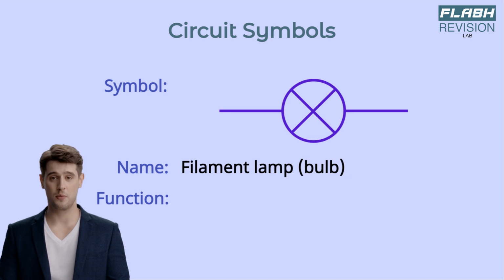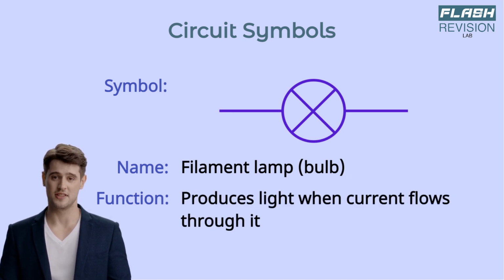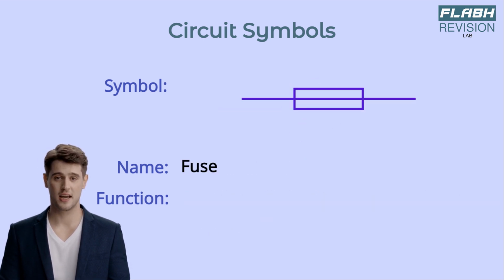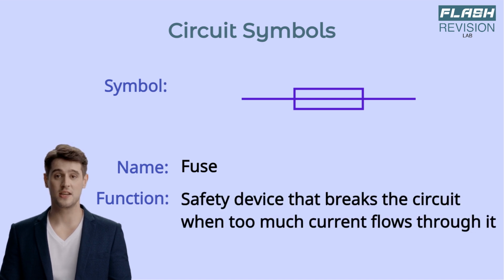A filament lamp or bulb, which is a circle with a cross, represents a component that produces light when current flows through it. Lastly, a fuse symbol signifies a protective device. It contains a thin wire that melts and breaks the flow of current if it gets too high.